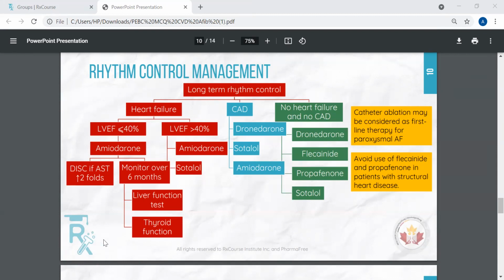What else here? Avoid use of flecainide and propafenone in patients with structural heart disease. Okay, if a patient has structural heart disease, we already said that we give dronedarone. If the patient has myocardial infarction or anything, propafenone and flecainide are not a choice anyway.